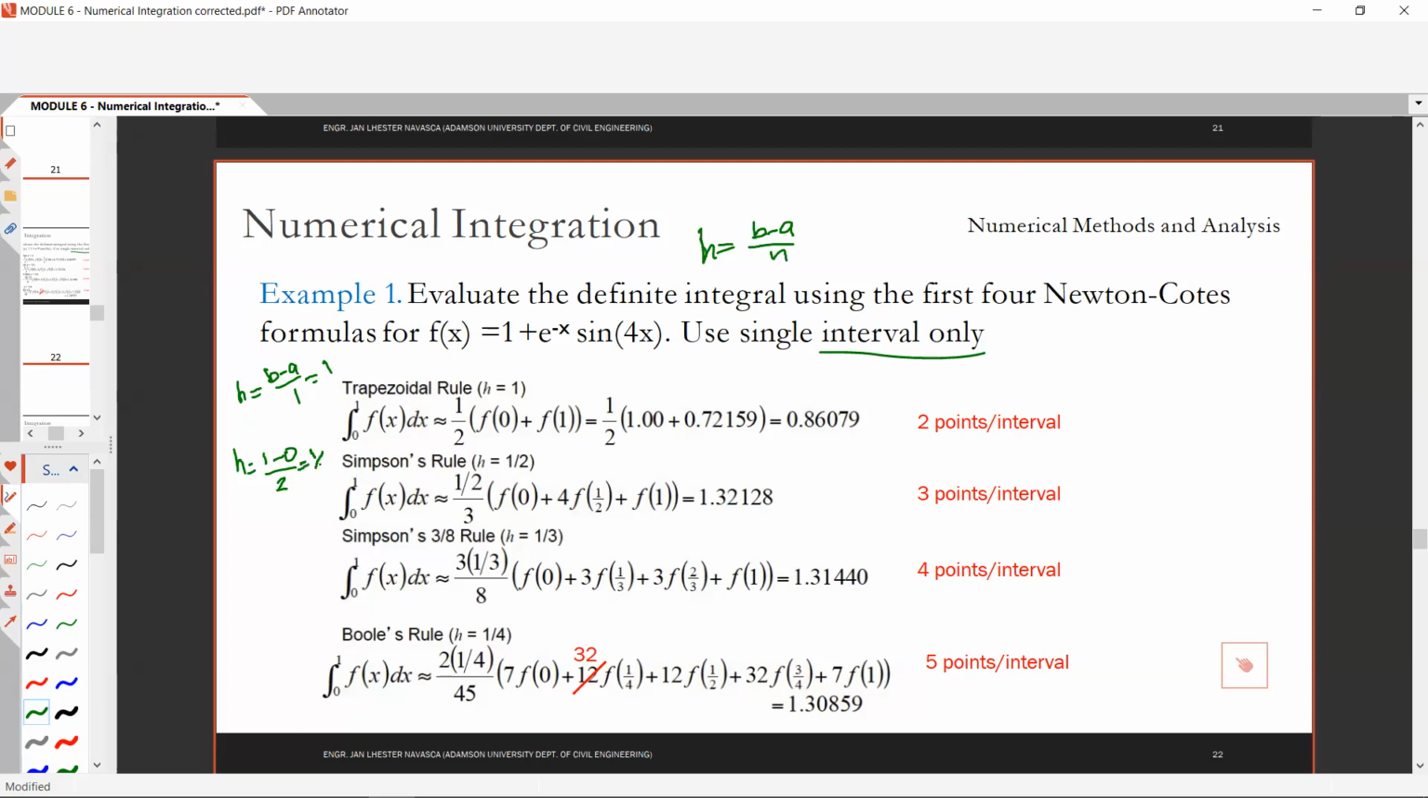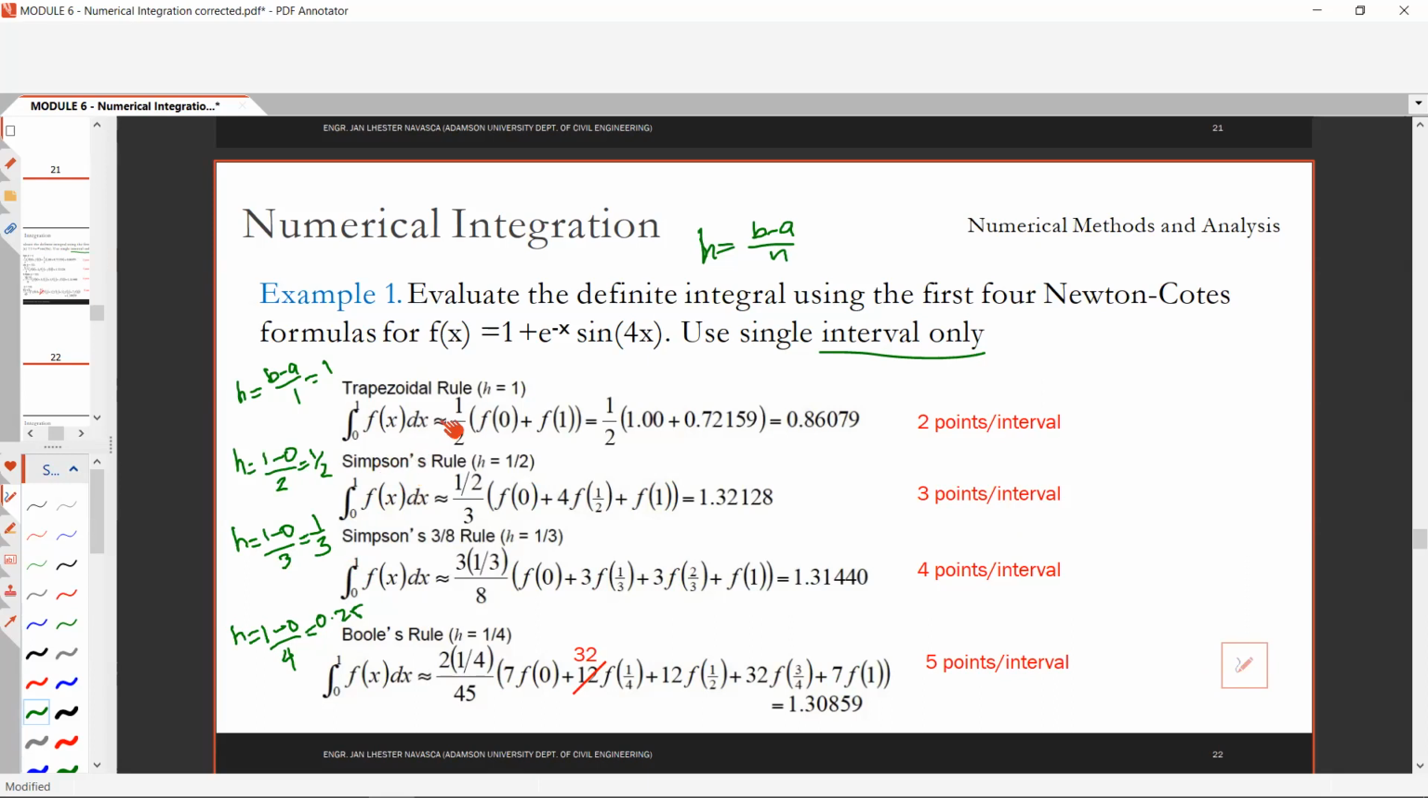So this is 1/2. Okay, so Simpson's 1/3 naman, kailangan niya ng 4 points, which is 3 segments, di ba? Yung 4 points needs 3 segments. So therefore, h is equals to (1 minus 0) over 3. Okay, this is 1/3. And for the Boole's rule naman, h is equals to (1 minus 0) over 4. Kailangan niya ng 5 points, therefore, kailangan niya ng 4 segments. Okay, so always, yung segments is the number of points minus 1. Okay?